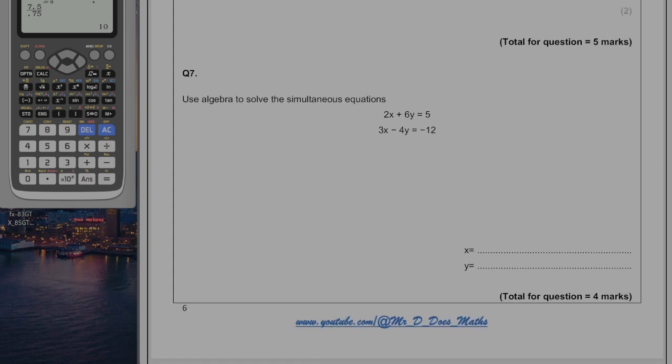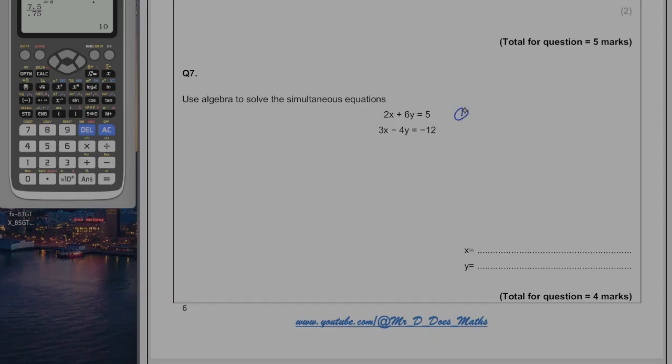Right, question 7. Use algebra to solve the simultaneous equations. 2x plus 6y is equal to 15. 3x minus 4y is equal to minus 12. So for this, I either need to make my x coefficients or my y coefficients the same value. I'm looking at 6s or 12s. Completely up to me. I think I'm going to go 12s.